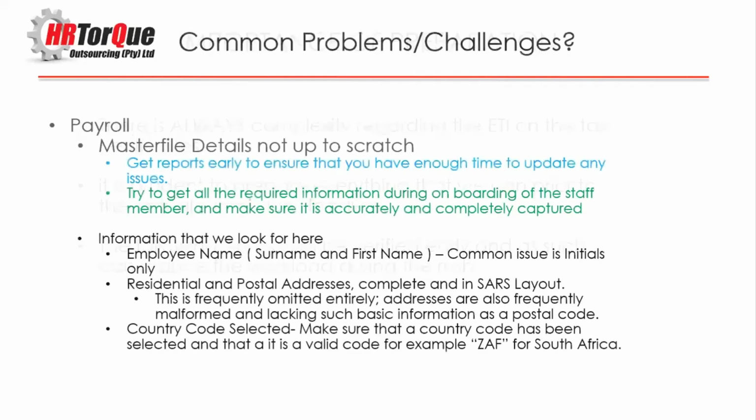Some of the areas that we can look at are things like our master file details. You'll notice a few different colors here. Where we have blue is what we can do to try and mitigate the risk or the issues that may come up by doing our preparation work a little early. So don't wait until 2 days before deadline before you start your certificates. Where you see green, it's stuff that we can do on an ongoing basis throughout the course of the year to make our preparation work that much easier when it gets to IRP5 time.